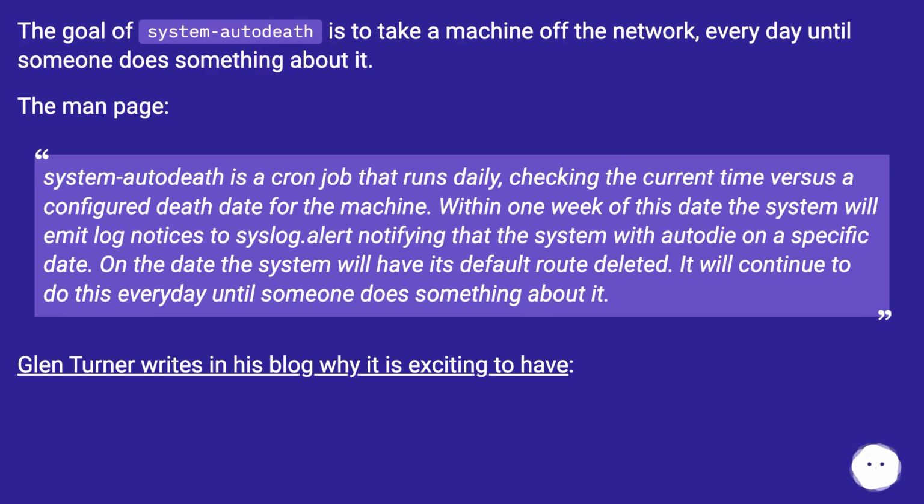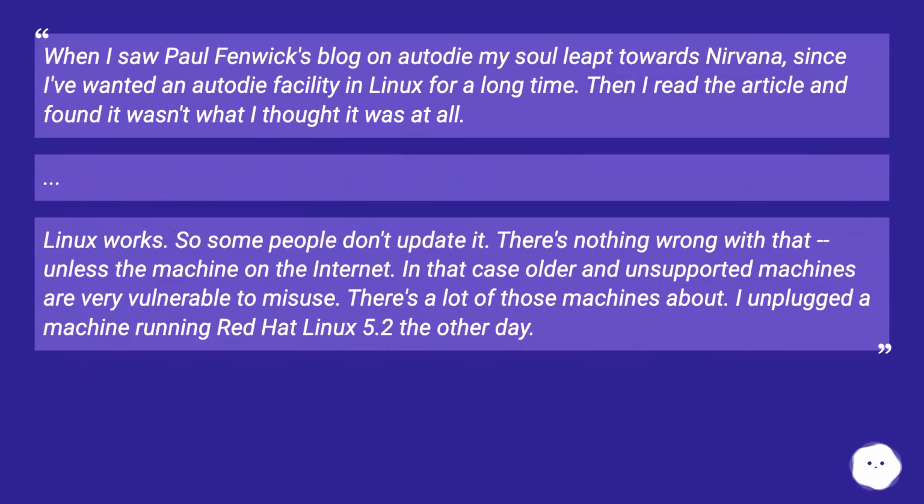Glenn Turner writes in his blog why it is exciting to have. When I saw Paul Fenwick's blog on Autodeath, my soul leapt towards nirvana, since I've wanted an Autodeath facility in Linux for a long time. Then I read the article and found it wasn't what I thought it was at all. Linux works, so some people don't update it. There's nothing wrong with that, unless the machine is on the internet. In that case, older and unsupported machines are very vulnerable to misuse. There's a lot of those machines about. I unplugged a machine running Red Hat Linux 5.2 the other day.